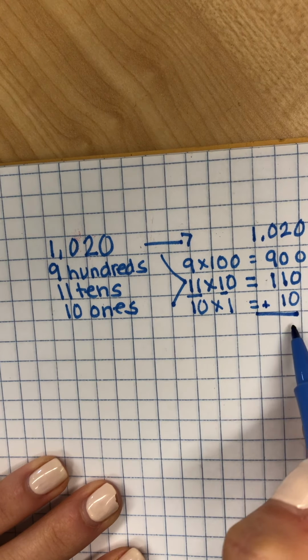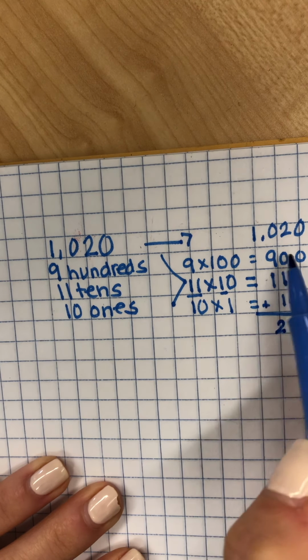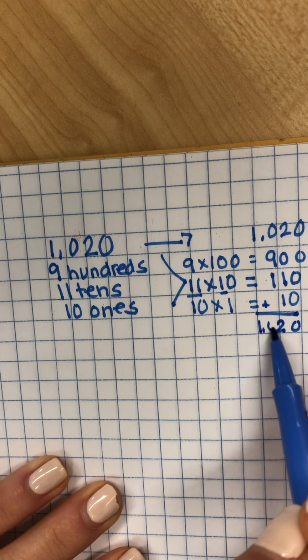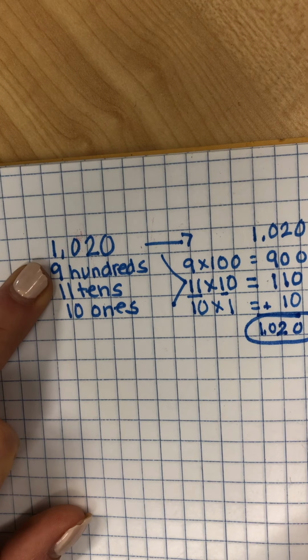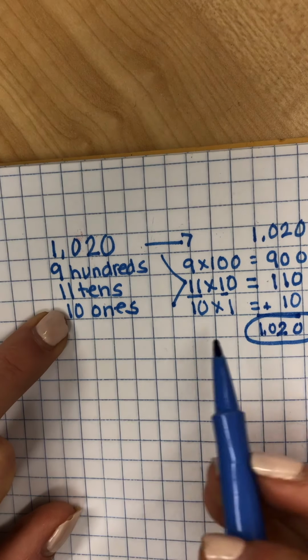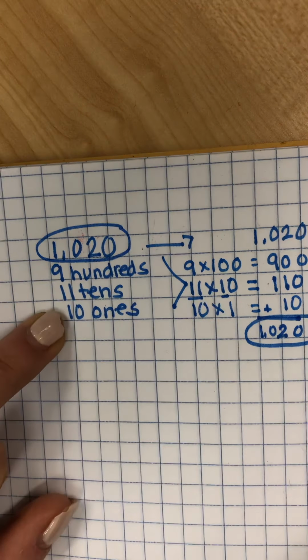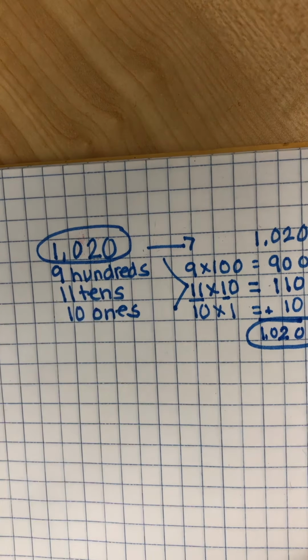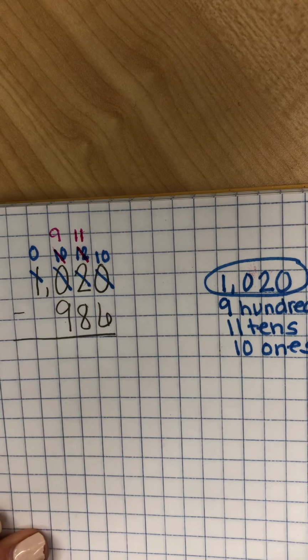0 plus 0 plus 0 is 0. 0 plus 1 plus 1 is 2. 9 plus 1 is 10. Yeah. So 9 hundreds, 11 tens, and 10 ones is equal to 1,020. It's just a different way to name that same amount so we can subtract using the algorithm.